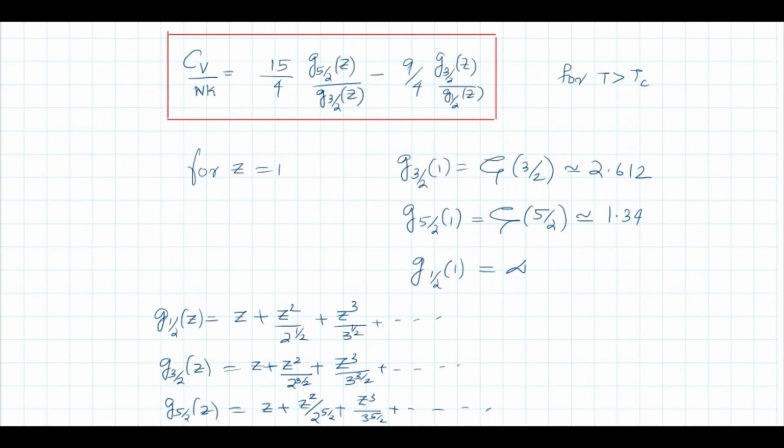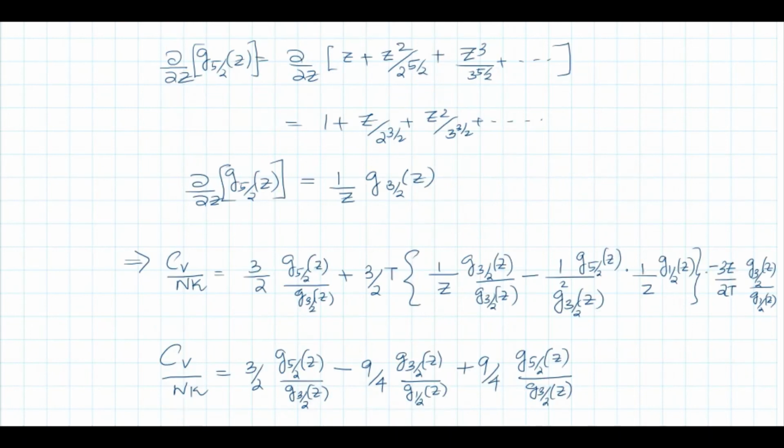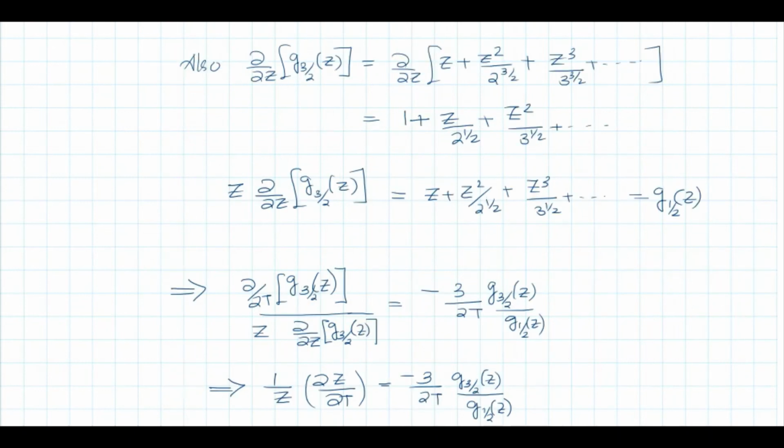Now, for z equal to 1, that is for T equal to Tc, z becomes 1. g_{3/2}(1) is 2.612. g_{5/2}(1) is 1.34. g_{1/2}(1) is actually infinity. Okay. When you put z equal to 1 in this expression, this will diverge because the denominator is very small and the numerator rises very fast. So this term will diverge for z equal to 1.